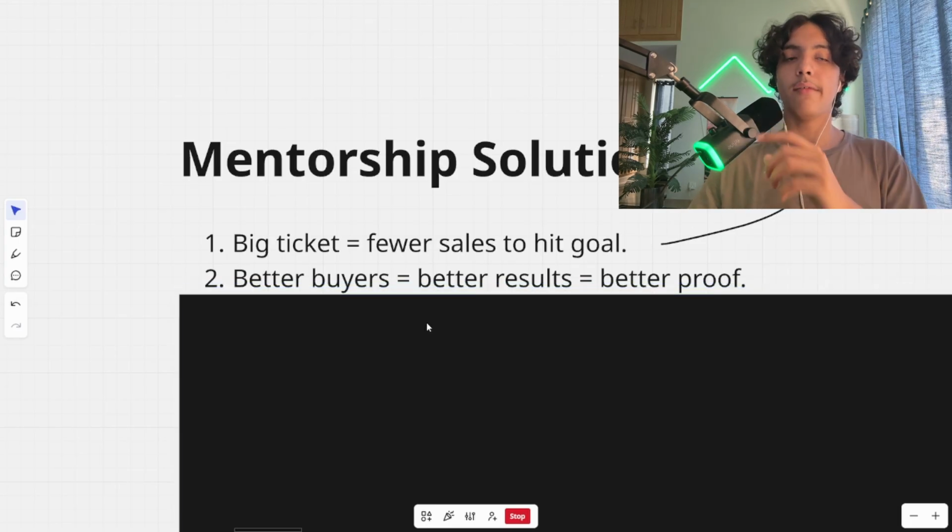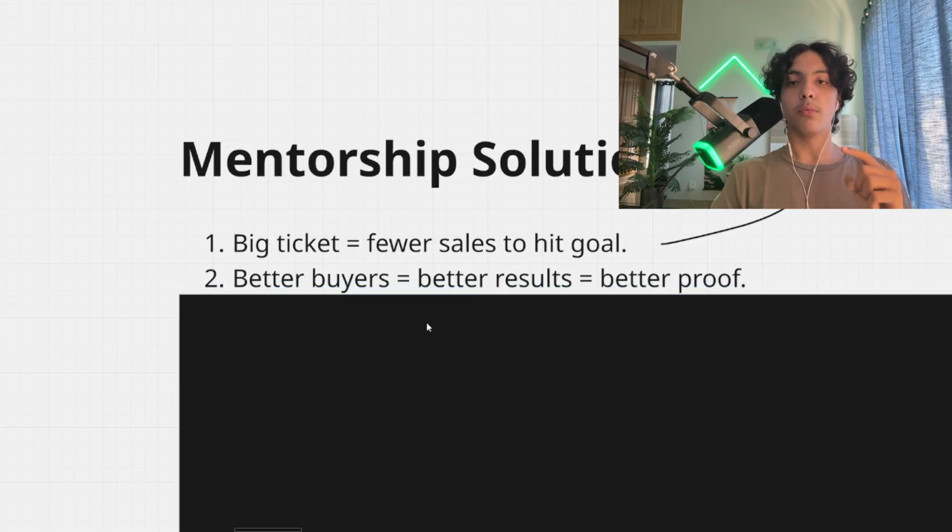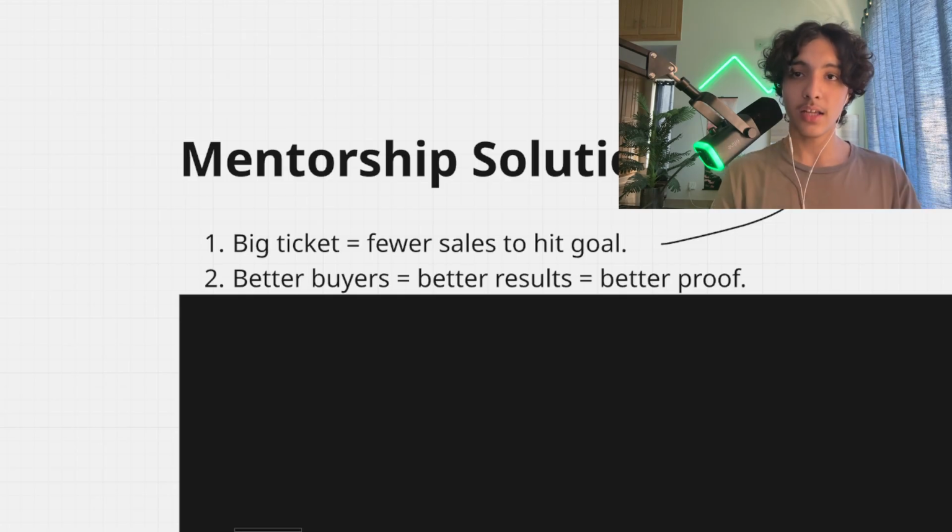Anyways, next is the better buyers. So since you have a higher ticket, obviously there's going to be more educated buyers. There's going to be better buyers in general that actually care about this stuff. They'll get better results. They'll put in the effort. They'll put in the work, and that will result in way better proof for you and a way better feedback loop. So whenever somebody comes in, they pay so much money that they're like, holy crap, I cannot waste this.